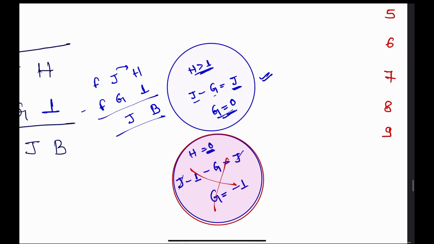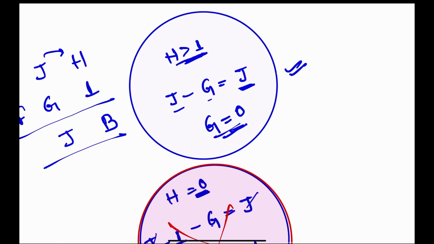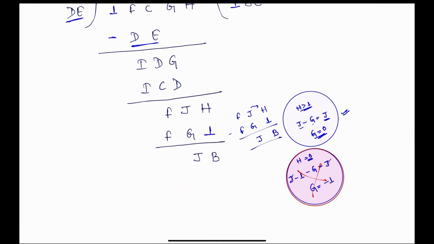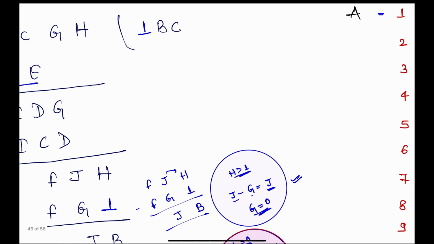So from here I understood that the value of g is equal to 0 and h is greater than 1. So let's just write g equal to 0, and h is greater than 1. Of course h is greater than 1 because 0 and 1 have already been taken, so we will not write this.